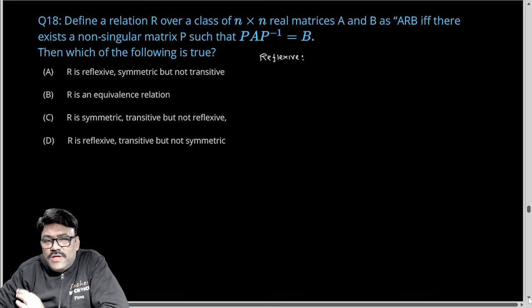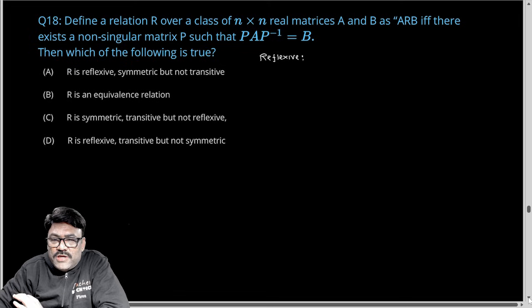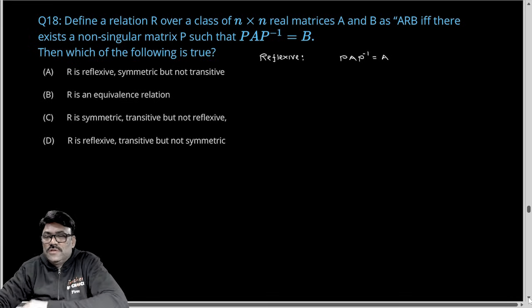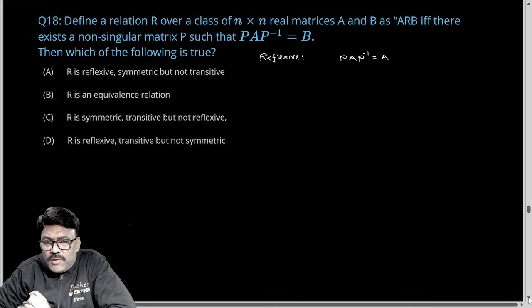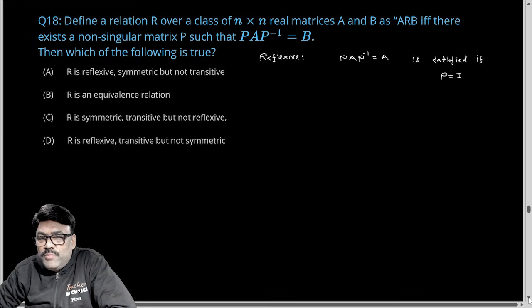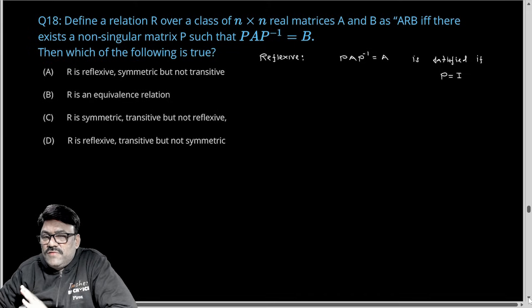For reflexive, every matrix A should be related with itself. That means P A P inverse should be equal to A itself. If there exists a matrix P such that P A P inverse is equal to A, then I will say that the relation is reflexive. And obviously, P A P inverse is equal to A is satisfied if I take P equal to I. So there exists a matrix P equal to I such that P A P inverse is equal to A for all matrices A. So hence the relation is reflexive for sure.